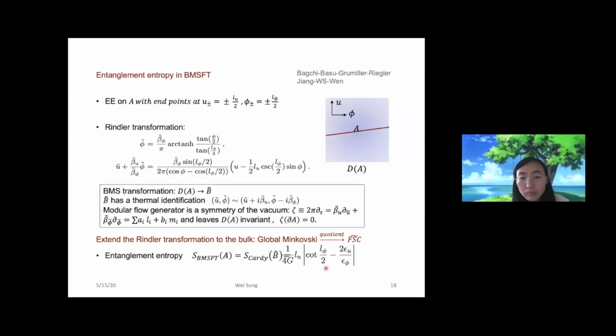One can also write down the modular flow generator in this case. This is basically, in the new coordinate, the generator of this thermal circle. And going back to the original coordinate, this is a vacuum generator. It leaves the causal domain invariant and leaves the endpoint of this interval O invariant. Any question here?